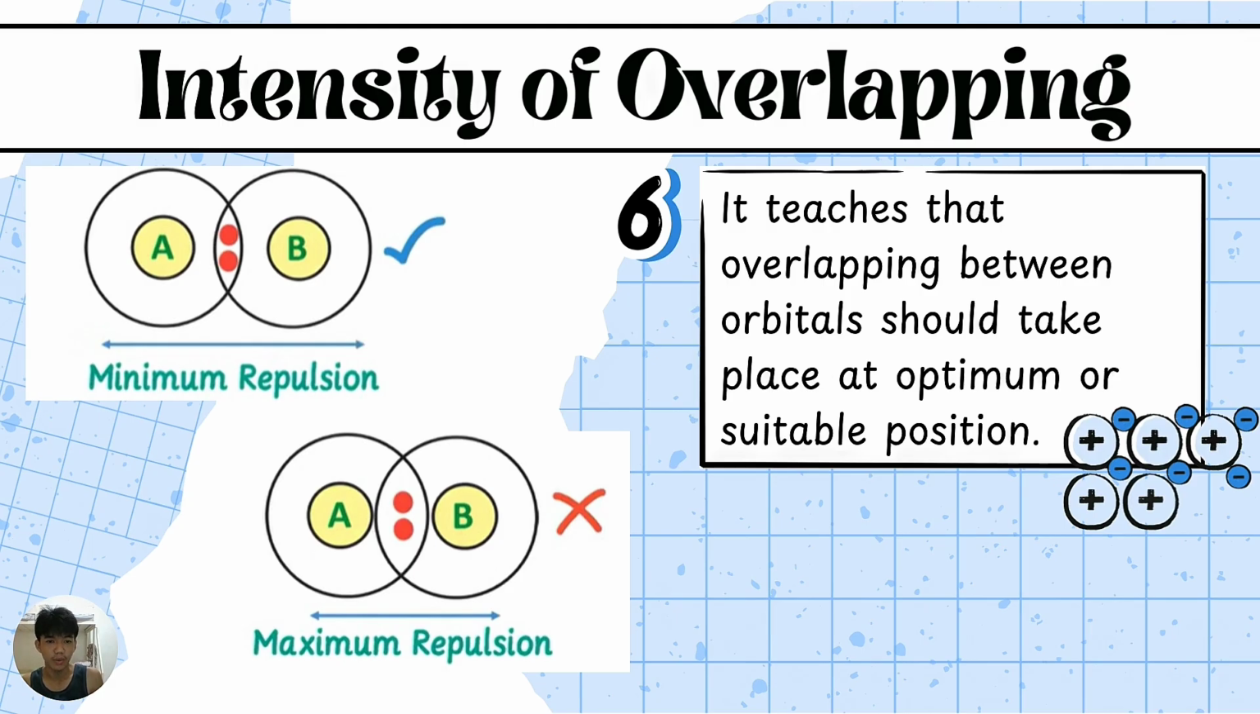This point teaches us that overlapping between orbitals should take place at an optimum or suitable position. So it should not be too much and it should not be too less. It should be at an optimum or suitable position.